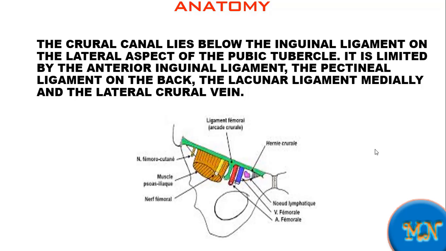Anatomy. The crural canal lies below the inguinal ligament on the lateral aspect of the pubic tubercle. It is limited by the inferior inguinal ligament, the pectineal ligament on the back, the lacuna ligament medially, and the lateral crural vein.